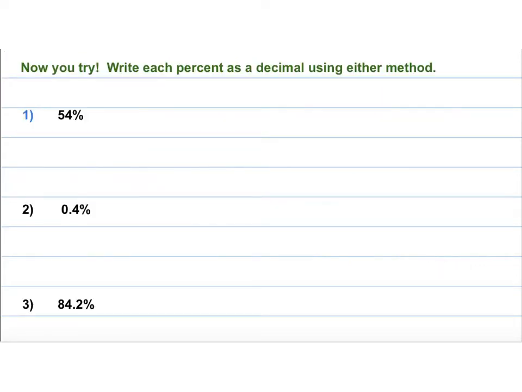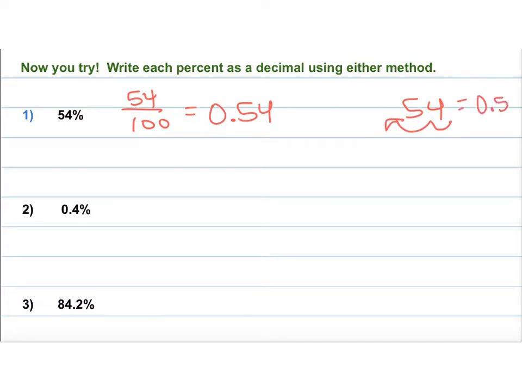So you try these. Pause, try writing these percents as decimals using whichever method you prefer, and then we'll go through them here. I'm going to do both methods. So 54%. I could write that as a fraction, 54 out of 100. And then a fraction to a decimal, well, 54/100ths would be written 54 ending in the 100th place. Or if I had 54% and I moved the decimal 2 spots to the left, that would then be written like that. So both methods, either one works.